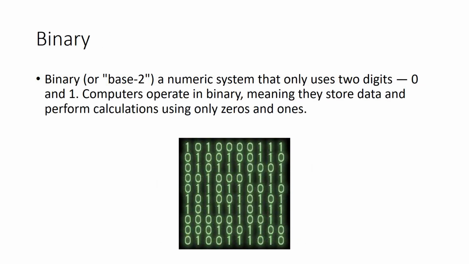Binary. Binary or base 2, a numeric system that only uses two digits, 0 and 1. Computers operate in binary, meaning they store data and perform calculation using only zeros and ones. Now, this goes back to the beginning of computers. When computers were first invented, they received their commands by either having an electric signal or not. The zeros and ones count as having electric signals or not.